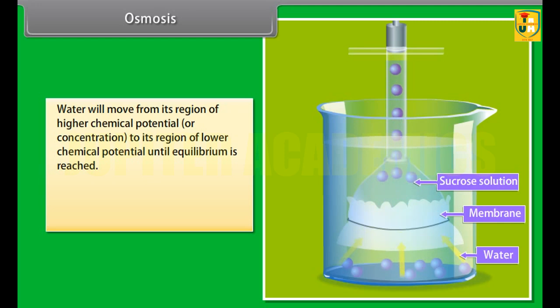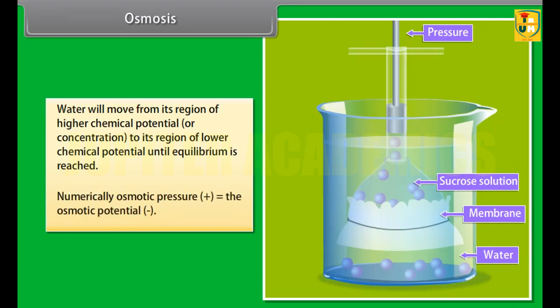Now, we apply some pressure to stop the water movement into the funnel. This pressure required to prevent water from diffusing is, in fact, the osmotic pressure, and this is a function of the solute concentration. The more the solute concentration, the greater will be the pressure required to prevent water from diffusing in.